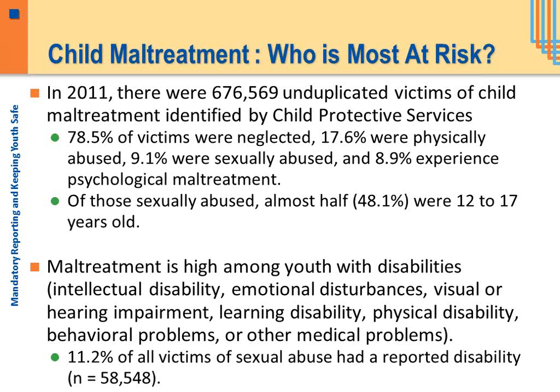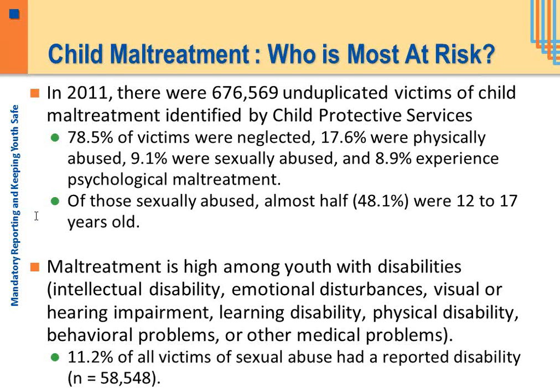Although child maltreatment is commonly thought of as physical or sexual abuse, neglect is actually the most prevalent form of child maltreatment, followed by physical abuse, sexual abuse, and psychological maltreatment. And when we look at those who were sexually abused, almost half, so 48.1%, were 12 to 17 years old.